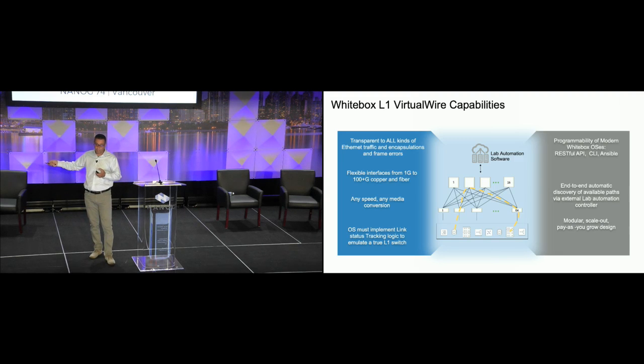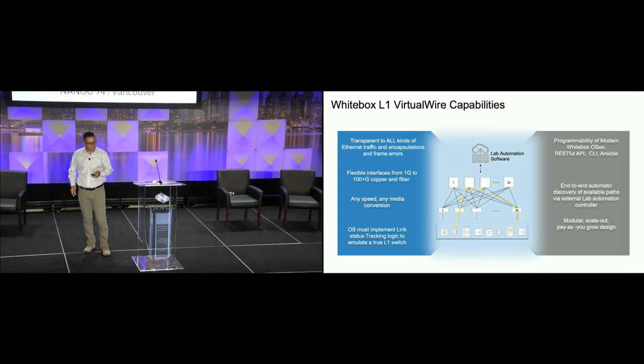You also have the ability, if you implement lab automation software, there are a few companies building lab automation software, they give you the ability actually to do end-to-end path discovery across a massive leaf spine fabric. And last but not least, this is a modular pay-as-you-grow design. You can start with 1 device, going to 3 devices, and so on. It's truly modular pay-as-you-grow, unlike a traditional large, let's say, layer 1 switching matrix, which typically comes in a chassis form factor.